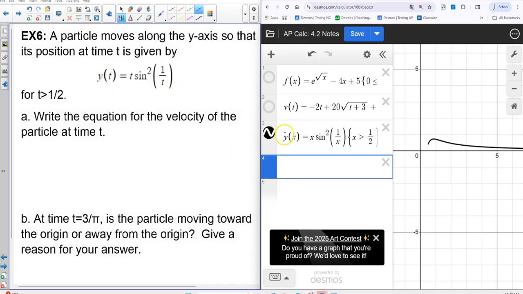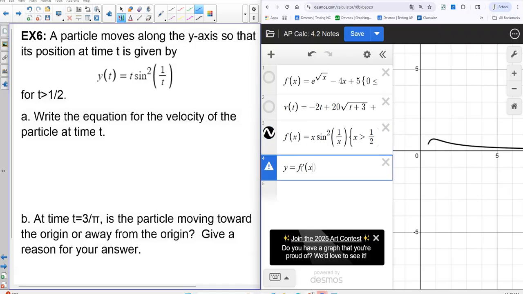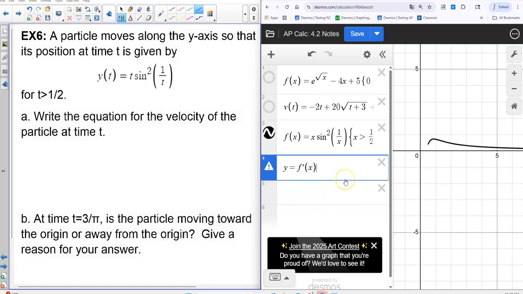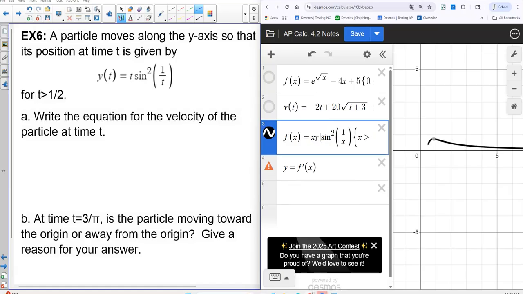That's problematic for Desmos because Desmos thinks y is the y-axis, right? It doesn't have to be. You can represent it this way, but Desmos is having a fit with this y right here, so let's just make it f of x, right? So then if I do y equals f prime of x, it won't graph the derivative for me. Why? Oh, that's it. You're right.